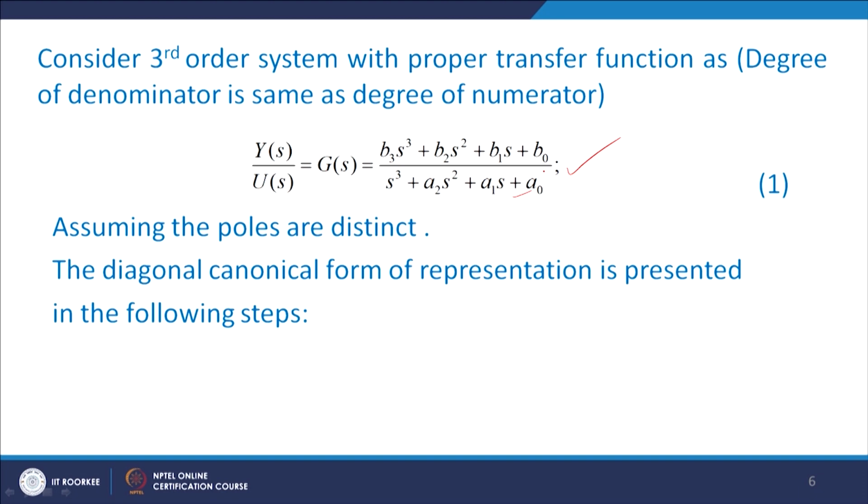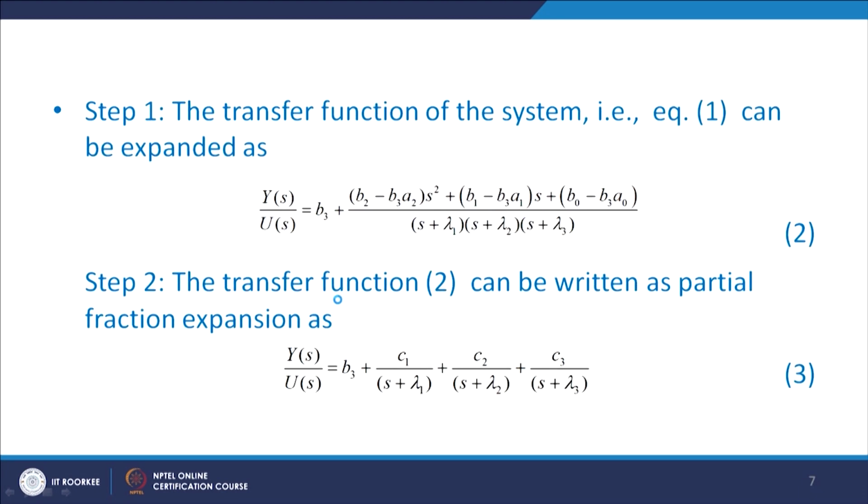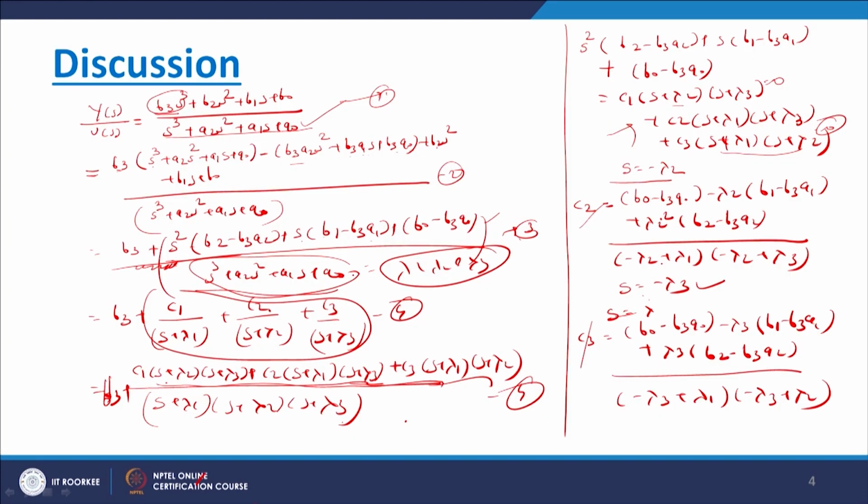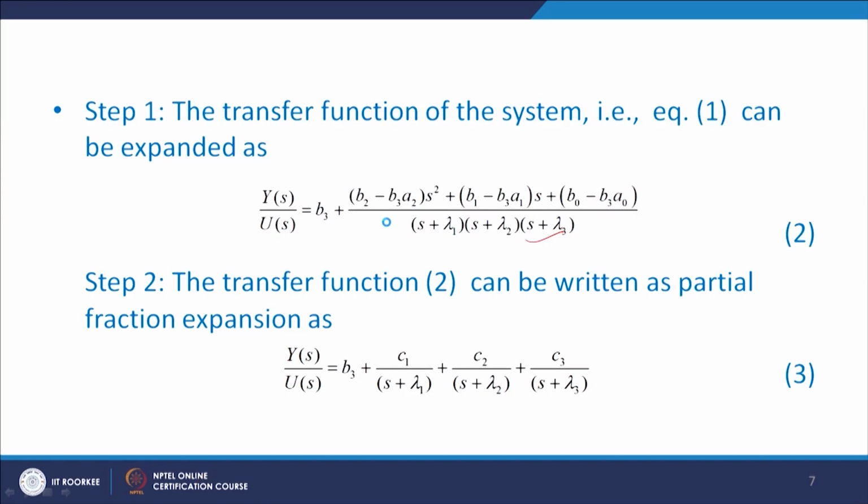The diagonal form of representation is obtained in the following steps. As the first stage, the transfer function of the system, that is equation 1, can be expanded as B3 + ((B2 - B3 A2) s square + (B1 - B3 A1) s + (B0 - B3 A0)) / ((s + lambda 1)(s + lambda 2)(s + lambda 3)). That means here you can see this is the part, this we have shown here. Now the transfer function of equation 2 can be written in a partial fraction expansion. So here B3 + C1/(s + lambda 1) + C2/(s + lambda 2) + C3/(s + lambda 3).